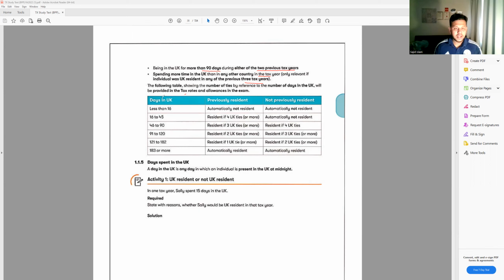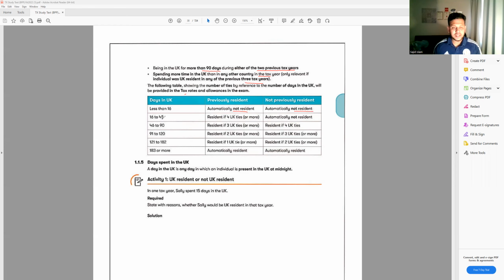Okay, so let's have a look. Days in the UK, very simple. Less than 16 days, we don't have to think anything. If someone lives less than 16 days, it's like a visitor. We will not treat them as a UK resident. So less than 16 days, automatically not resident.